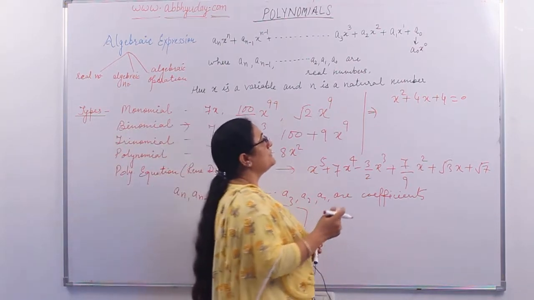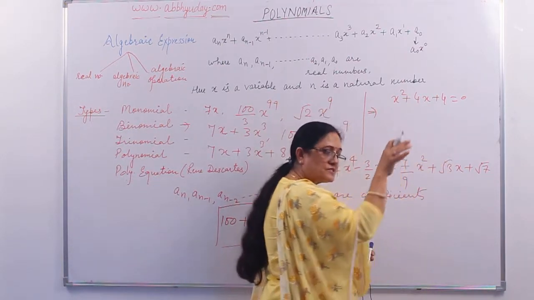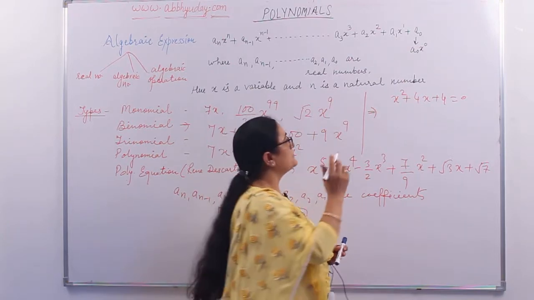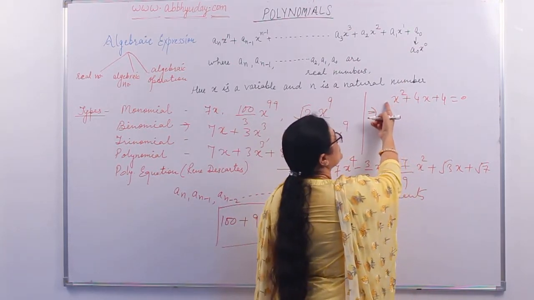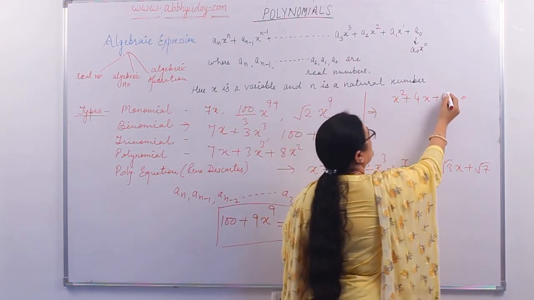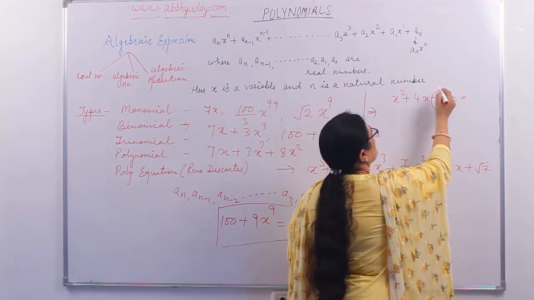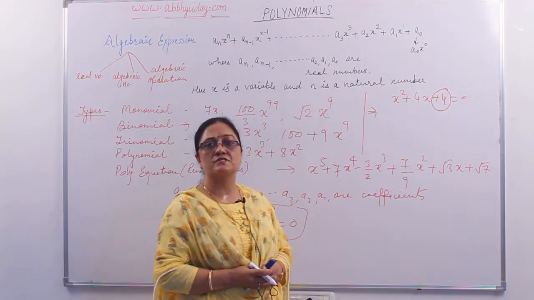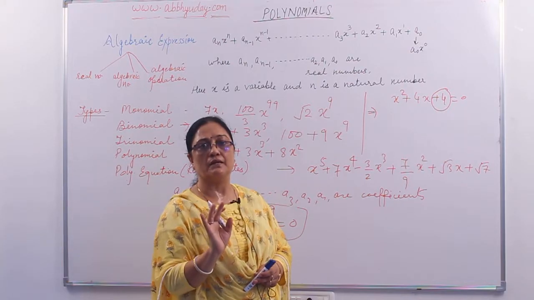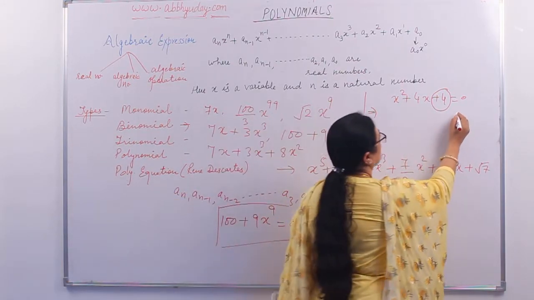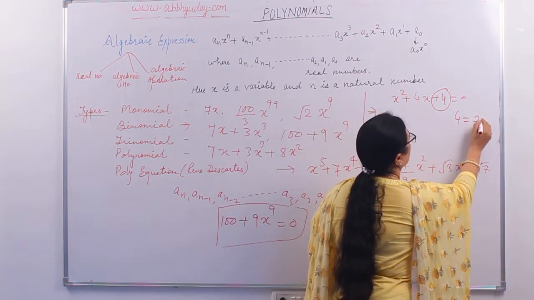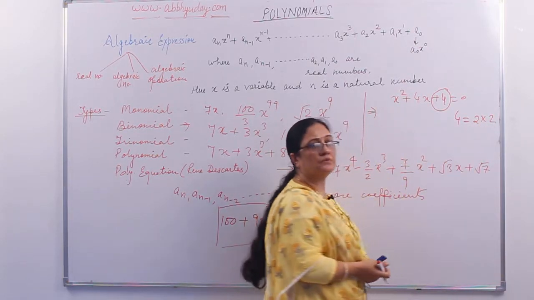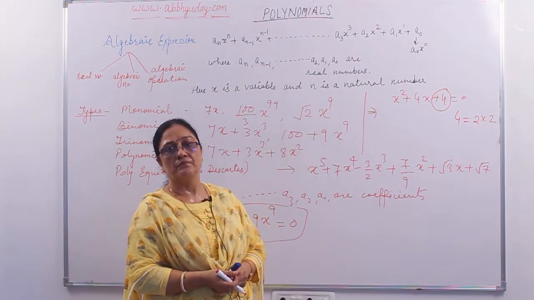Now what do we do here? There is a system for this. If the coefficient of x square is 1, we factorize the constant term. This is called the constant term, in which there is no variable. So let's factorize this constant term. The factors of 4 will be 2 and 2. 2 into 2 is 4.